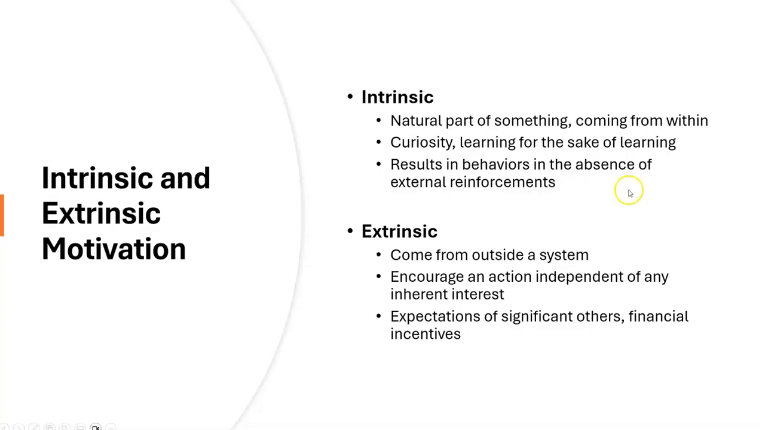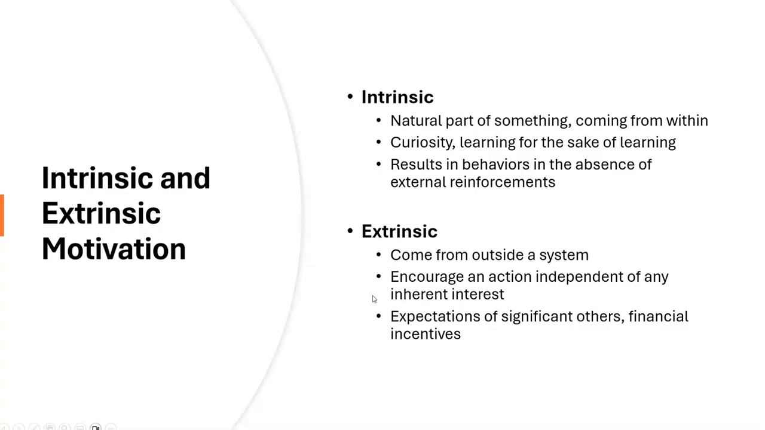So if you sit down to read a cookbook and try a new recipe just because you want to, that would be more of an intrinsic motivation. Whereas extrinsic might be that somebody needs you to fix dinner and they've asked you to cook that recipe. But these are things that are coming from outside a system. So they encourage an action independent of any inherent interest.